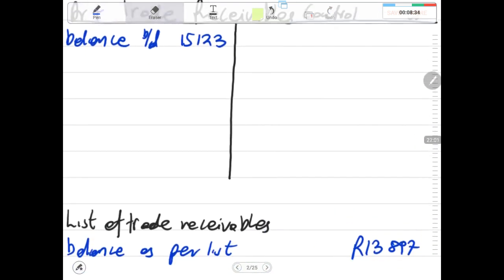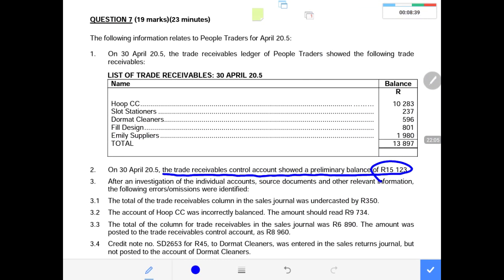Now we proceed on that same note. We read the first adjustment. We have the balance of the trade receivables control, and we have the balance of the list of trade receivables. So from there we can start reading the transactions and making the necessary adjustments.